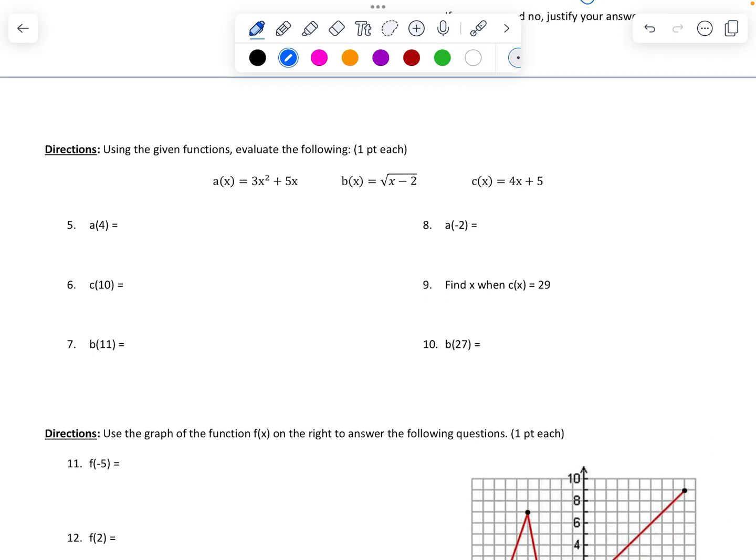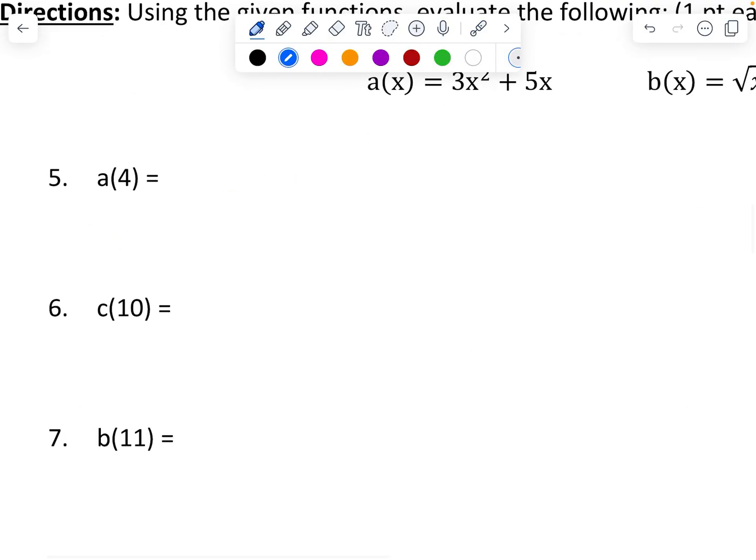Okay, so using function notation now, a of 4 means we're plugging 4 in for x into this function. And so it's just 3 times 4 squared plus 5 times 4, which is 16 times 3 is 48 plus 20, which is 68.